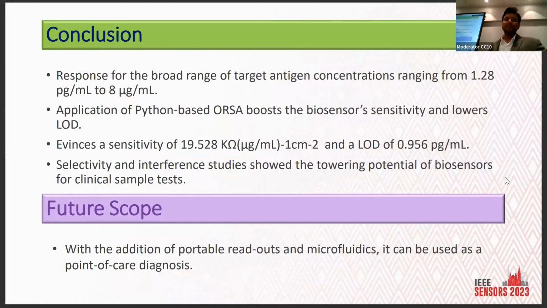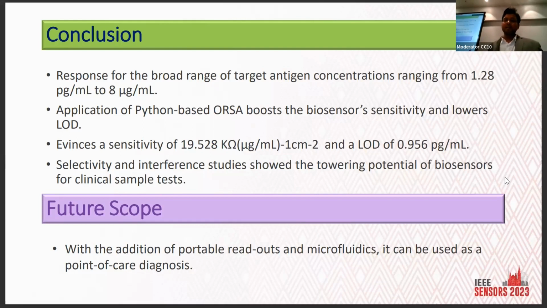So I'll conclude here that we have done a broad response for target antigen concentrations from 1.28 picogram per ml to 8 microgram per ml. By using the Python-based ORSA, we have boosted the sensitivity of the device and lowered the LOD. The sensitivity is 19.528 kilo-ohm per microgram per ml per unit area of the sensor, and the LOD is 0.956 picogram per ml. The selectivity and interference studies showed that there is strong potential for the biosensor for clinical sample tests.